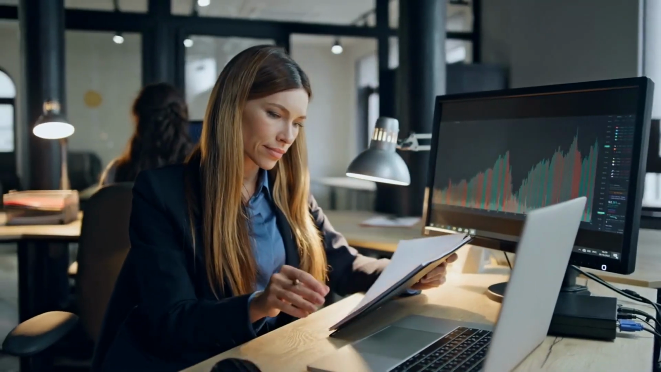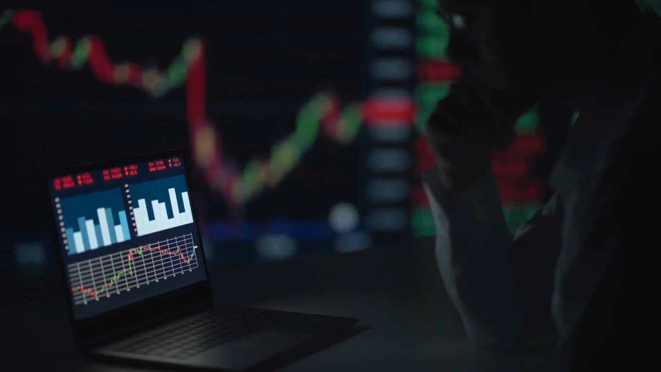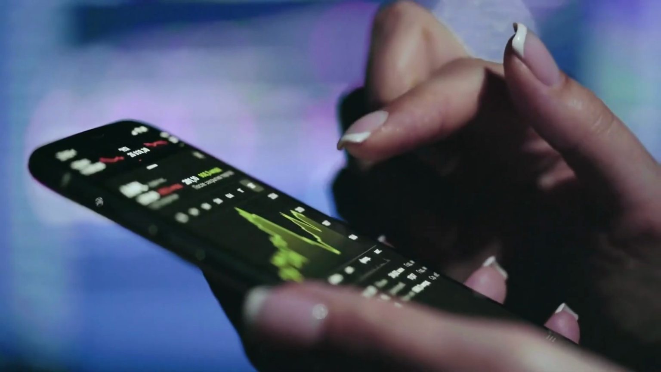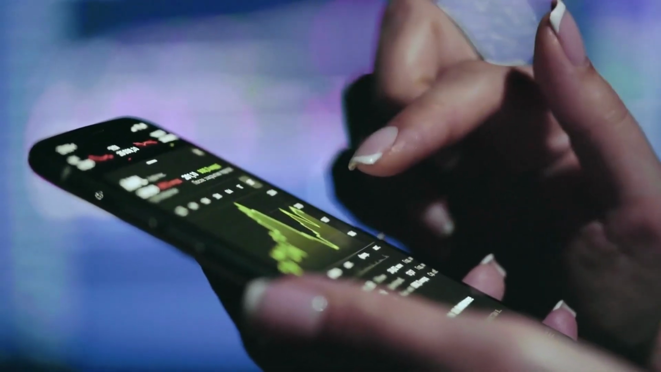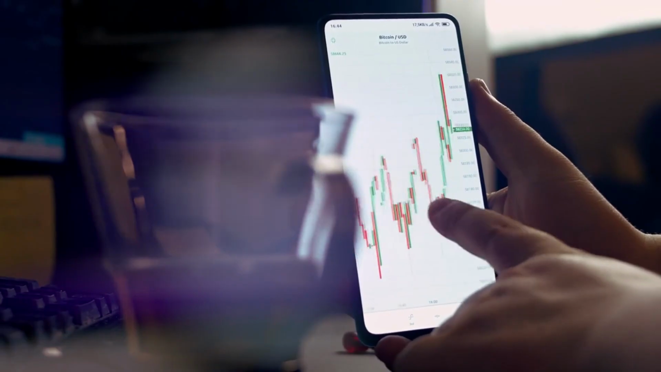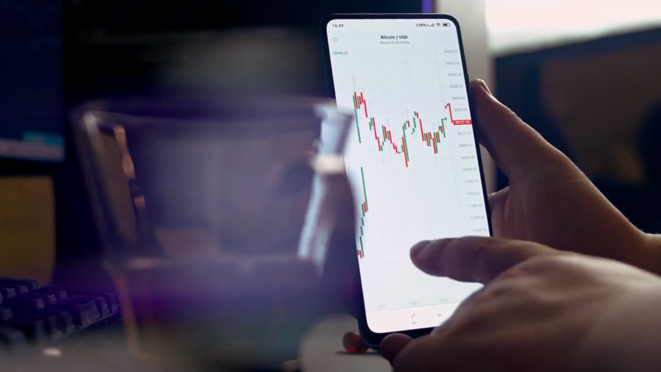Rebalance your portfolio quarterly to maintain target allocations. Emergency funds should cover 3 to 6 months of expenses before investing. Avoid emotional trading by sticking to your predetermined strategy. Apps can help by providing alerts and educational content about risk management.